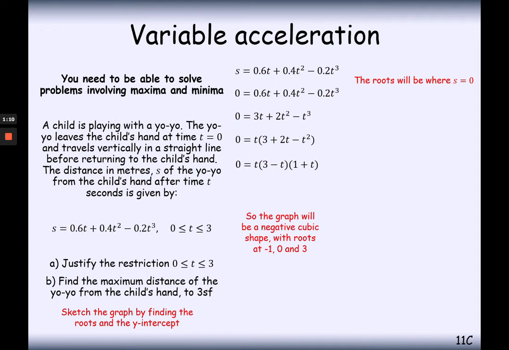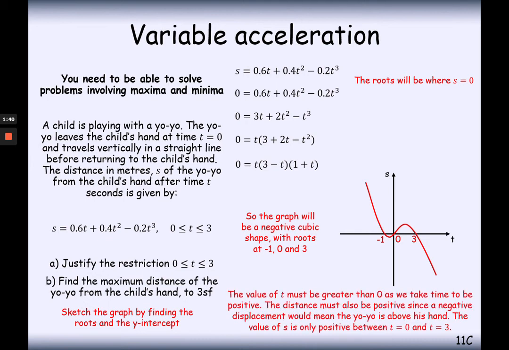Okay, so we know our roots. We know it's a negative cubic because the cube term is negative. So if we sketch it, it's going to look something like this. Okay, so we know it leaves his hand when t equals 0. And because we're talking about the displacement downwards, we know that the displacement is always going to be positive. Otherwise the yo-yo is gone above his hand. So therefore we can say that the justification between 0 and 3 seconds is justified because the yo-yo will never go above his hand. Okay, so that's why it's between 0 and 3.